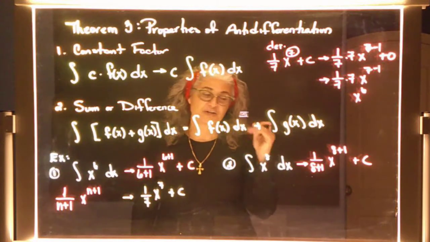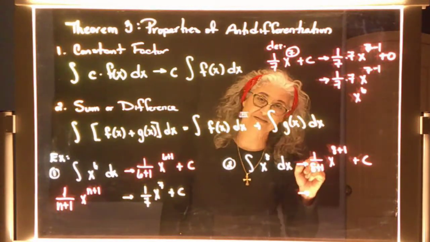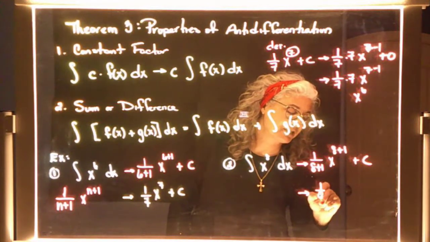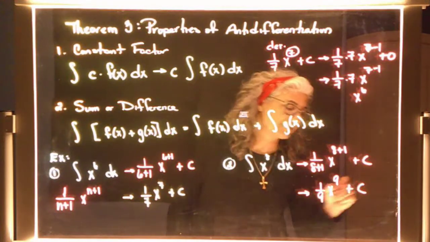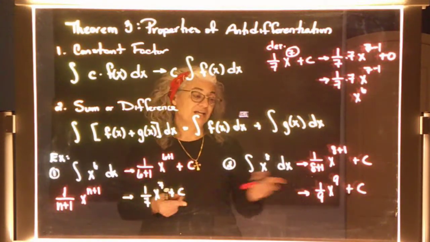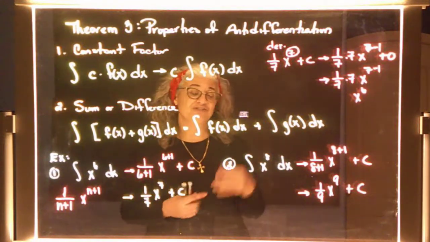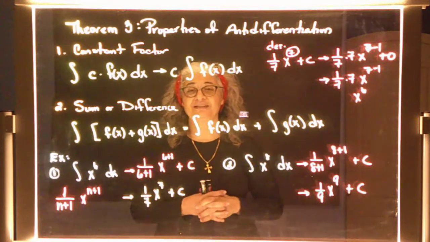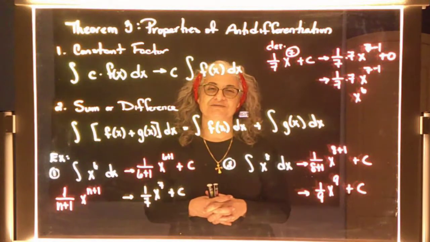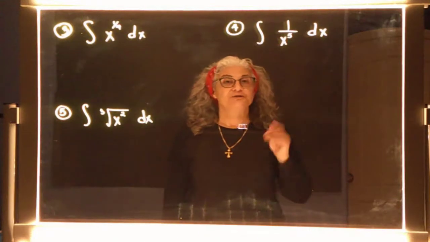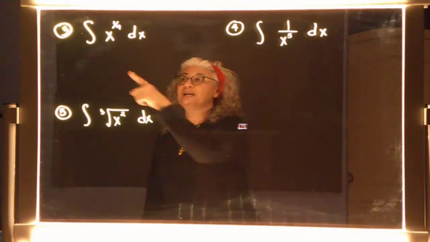Good? Okay, so when I simplify this, that's 1 over 9 times x to the 9 plus a constant c. Check it. Pause the video, check it. See if we get x to the 8th again. I bet you do. Got some more examples for us. Be right back.